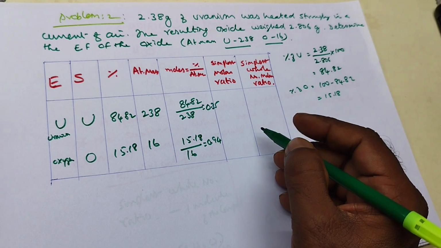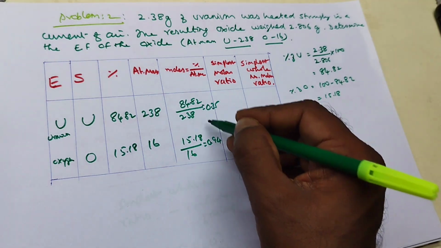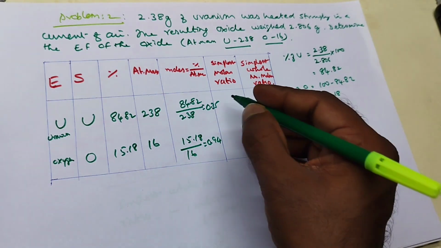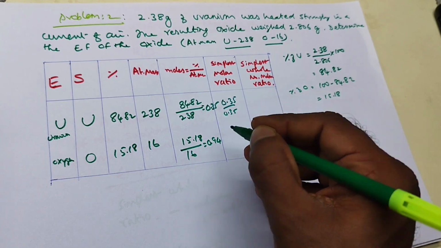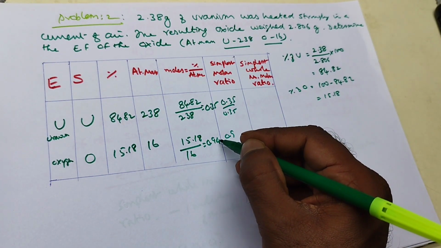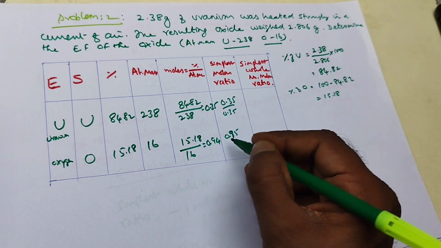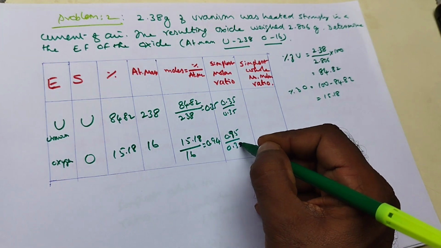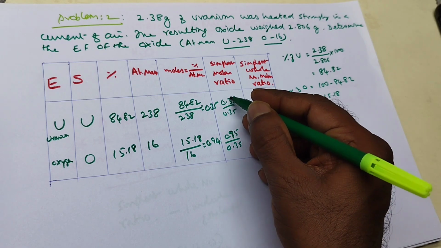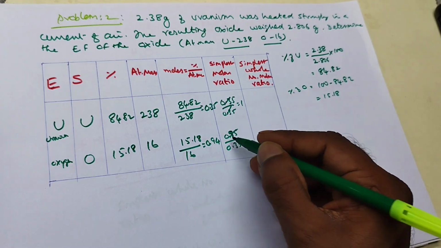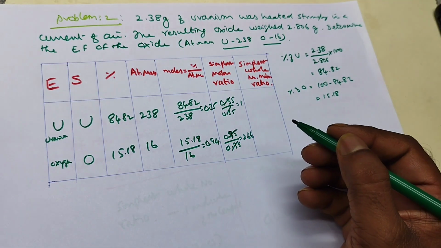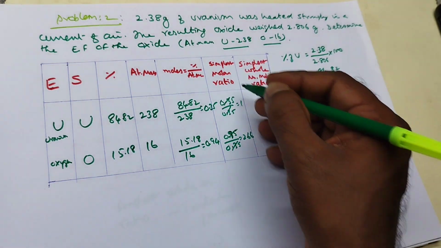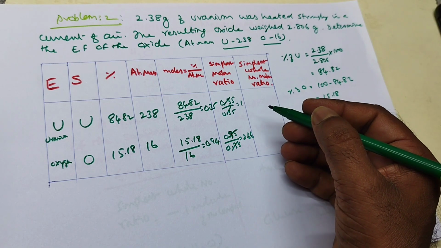Then the simplest whole number ratio. When we compare these two values, the smallest one is what everything is divided by. So 0.35 divided by 0.35 is equal to 1. Here 0.948, rounded to 0.95, divided by 0.35, is 2.66.